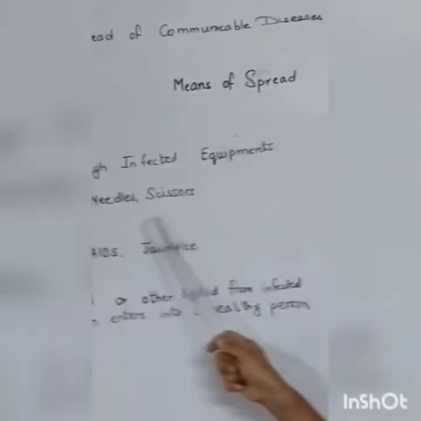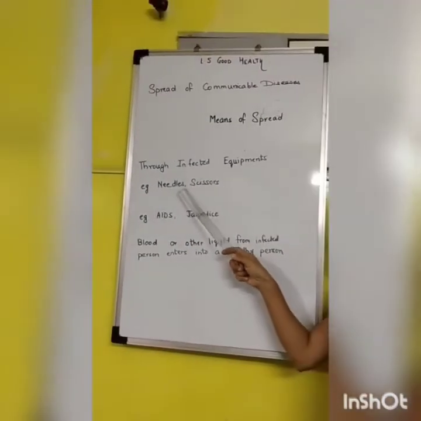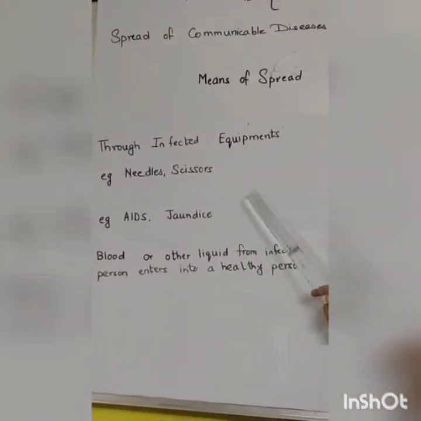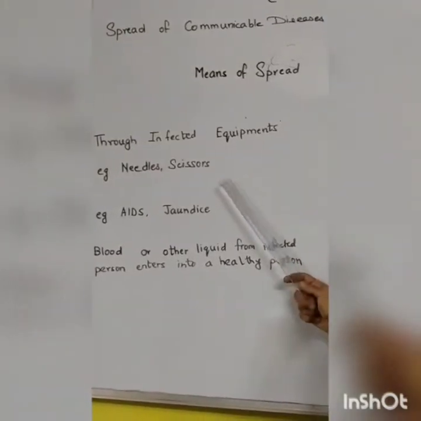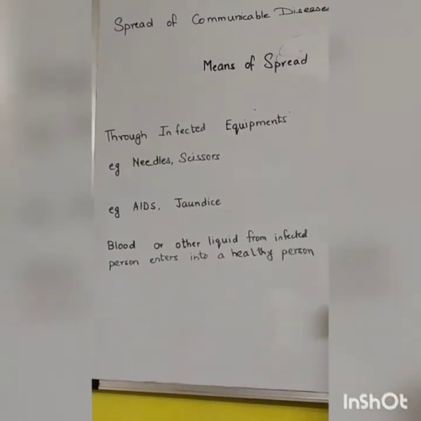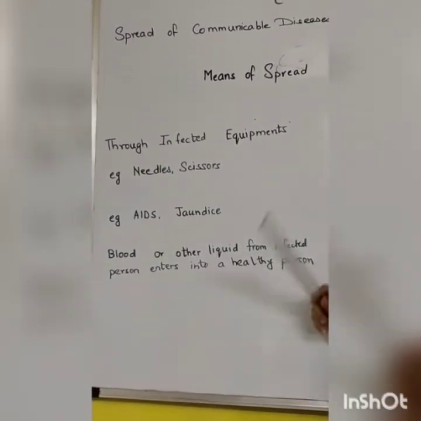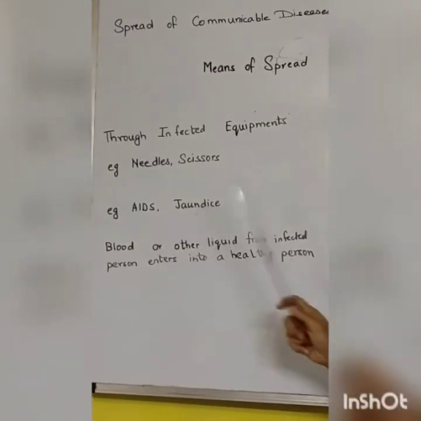Now the last factor is through infected equipment. So how does communicable disease spread through infected equipment? You can see here the examples are needles and scissors. So if these needles and scissors are used by an infected person, and a healthy person uses them, he might get infected with that disease. The different examples of diseases which might spread through infected equipment are AIDS and jaundice.